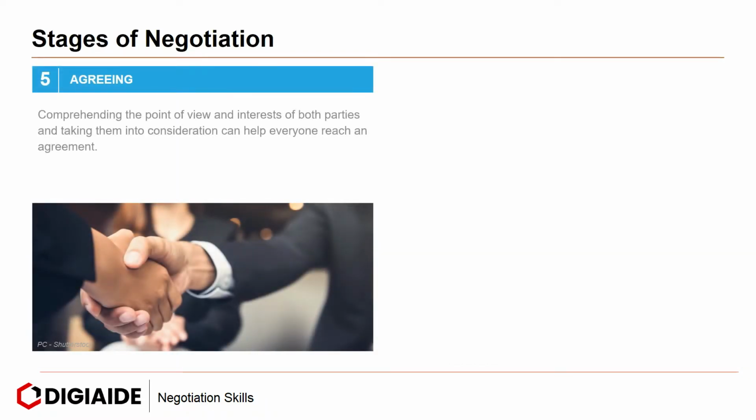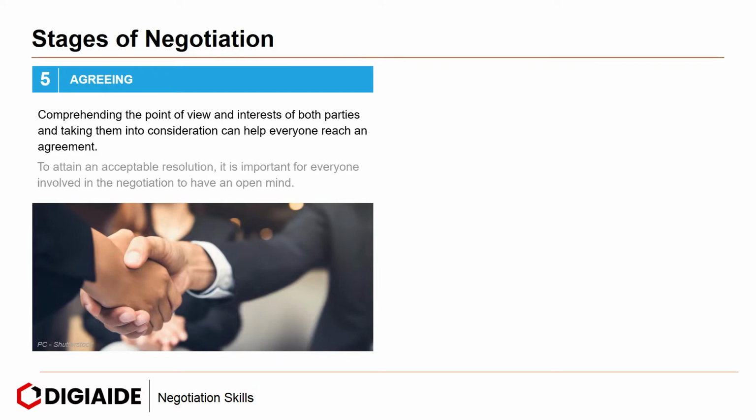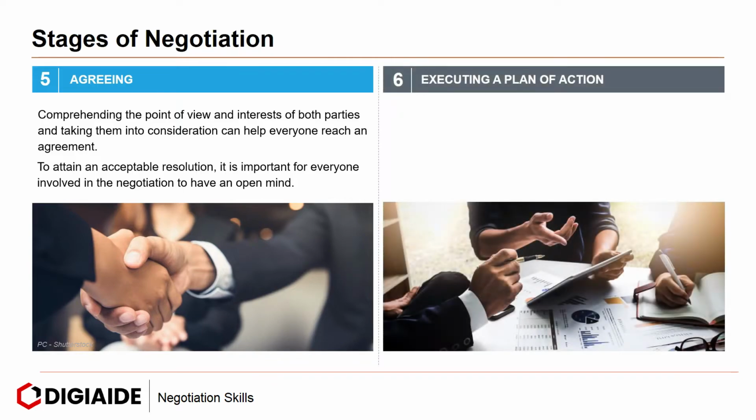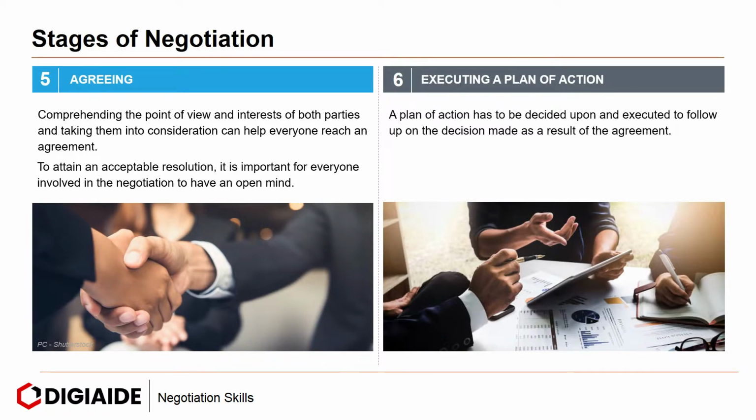Next, agreeing. Comprehending the point of view and interests of both parties and taking them into consideration can help everyone reach an agreement. To attain an acceptable resolution, it is important for everyone involved in the negotiation to have an open mind. And finally, executing a plan of action. A plan of action has to be decided upon and executed to follow upon the decision made as a result of the agreement. For both parties to be aware of the discussion, agreements need to be made crystal clear.